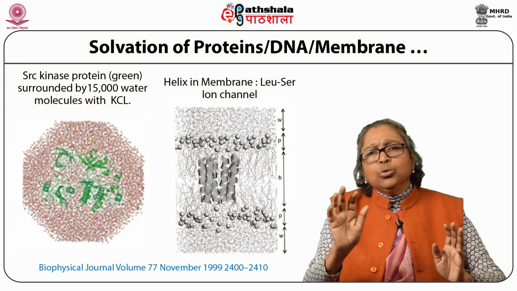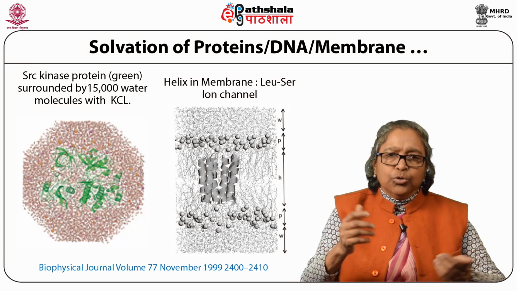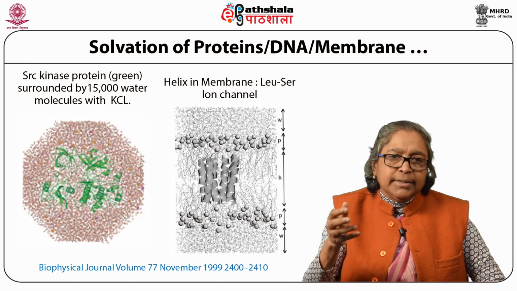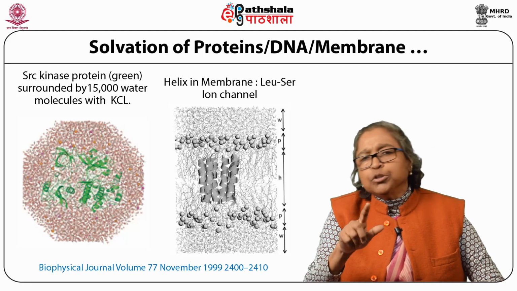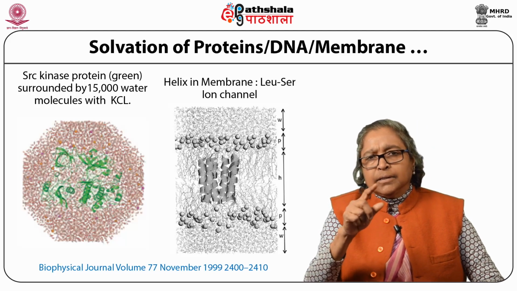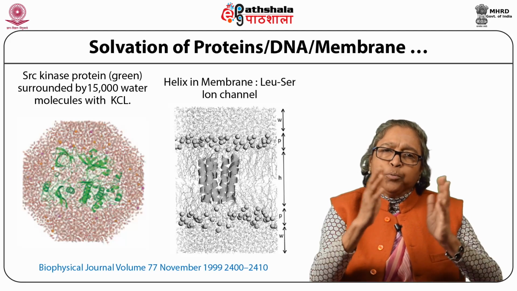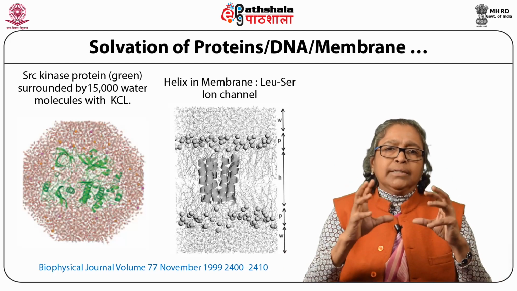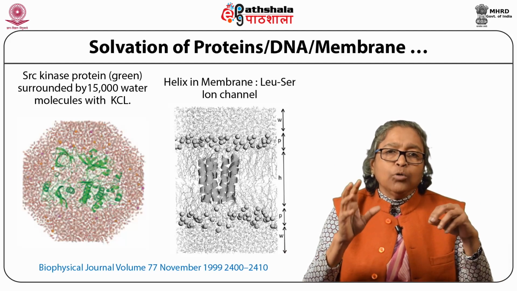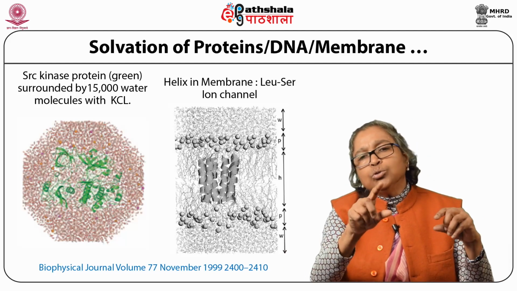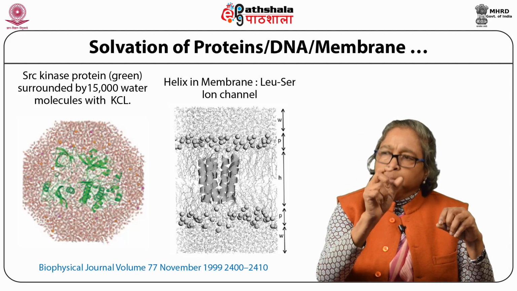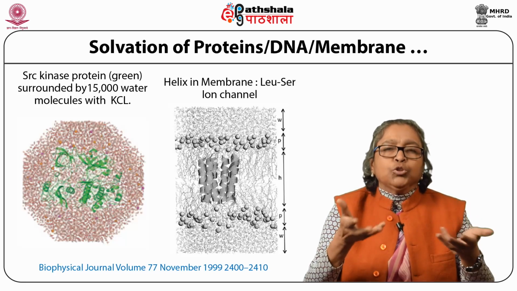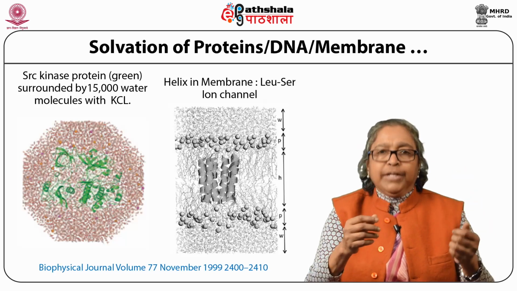Now, there are two examples here before we go to the solvation. On the left hand side, I show you how one has calculated the SRC kinase, which is a very important protein targeted for anti-cancer drugs. And this protein, as you see inside the green color, and water molecules are all over, has been taken care of with 15,000 water molecules. Also, it includes the KCl, that is the potassium ion and chloride ion together. This can be a system on which we can do the solvation.